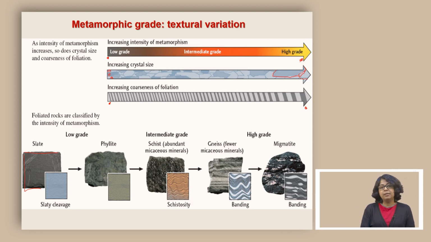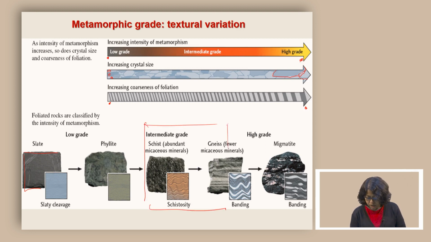Phyllite is another example of a low grade metamorphic product, where you are also going to see a similar pattern. Then we come to intermediate grade, and in this intermediate grade we are going to encounter these kinds of rocks which have schistosity and sometimes banding.